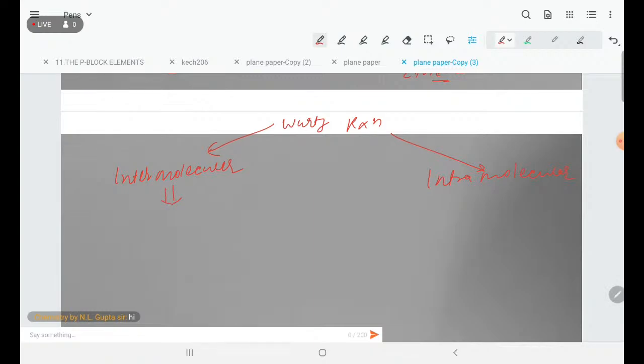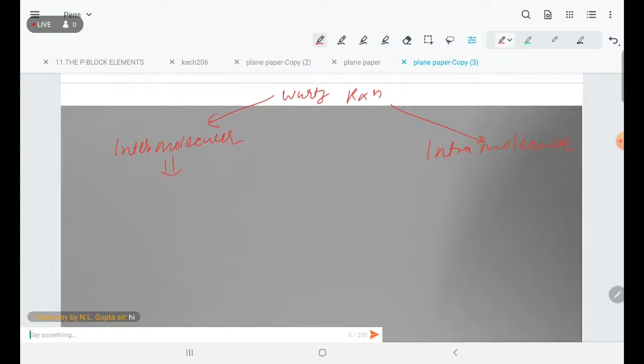So friend, if you talk about intermolecular, in that case, what will be there? In case of intermolecular, the possibility is two different alkyl groups takes place. And if you talk about intramolecular, friend, it takes place in the same alkyl halide molecule.